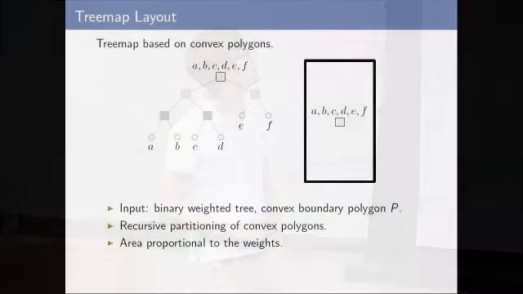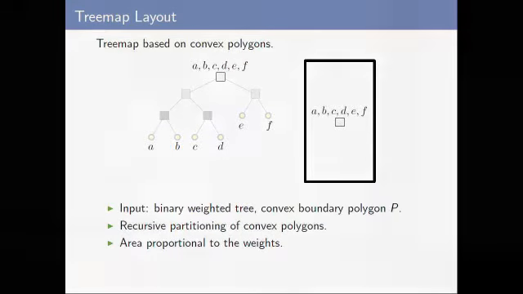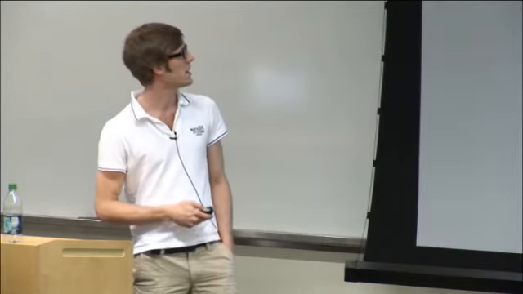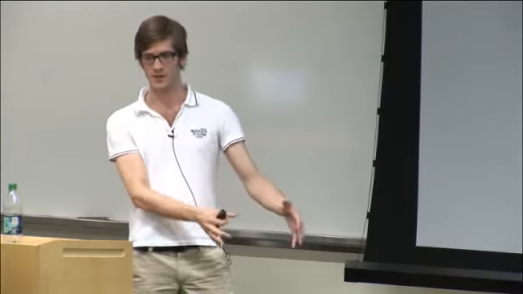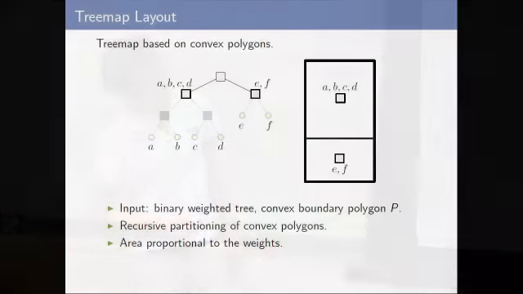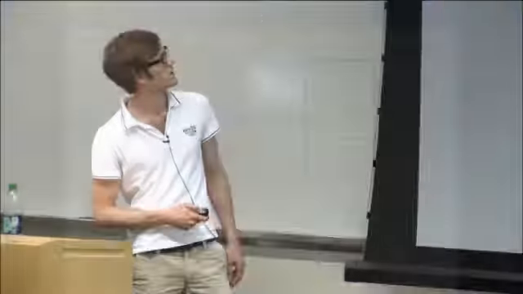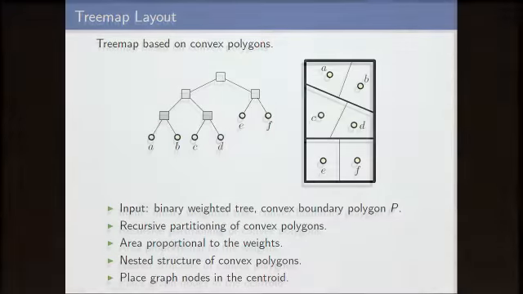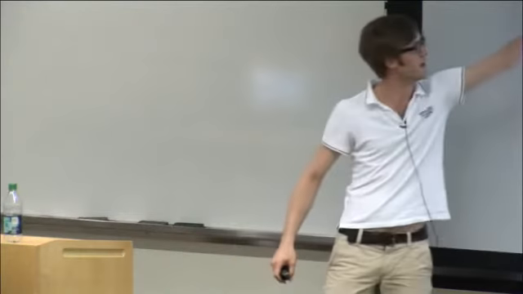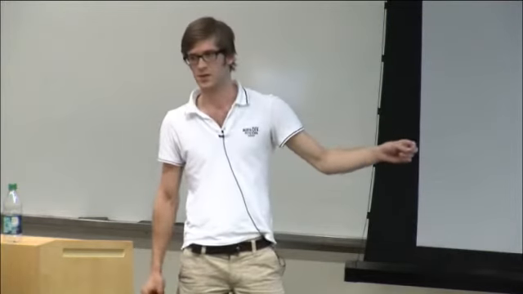Okay, let's start with the tree map. Tree map is a very simple thing. You have, in our case, a binary weighted tree given. And our tree maps, unlike the one that Snellman showed before, are based on convex boundary, on convex polygons. So you start to recursively subdivide the polygons, and the area, of course, has to be proportional to what you want to fit inside this polygon. And this is a small example. You can see how we recursively split this. And in the end, you get a nested structure of convex polygons and not rectangles. And the graph nodes that form the leaves of the cluster tree are just placed in the centroid of their corresponding polygon.